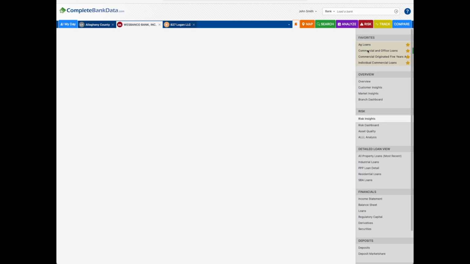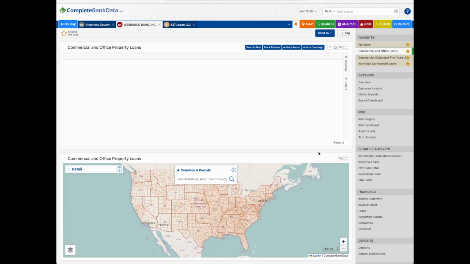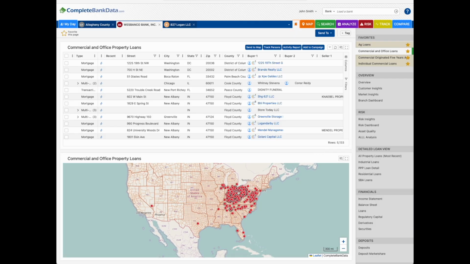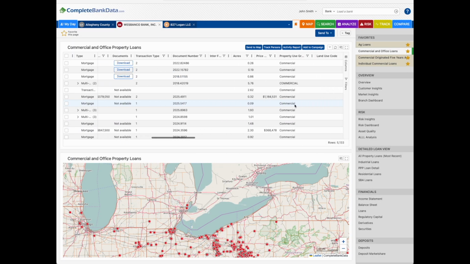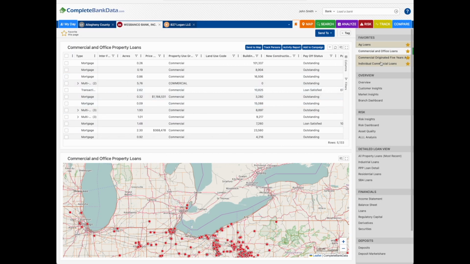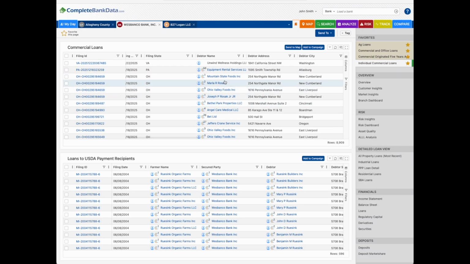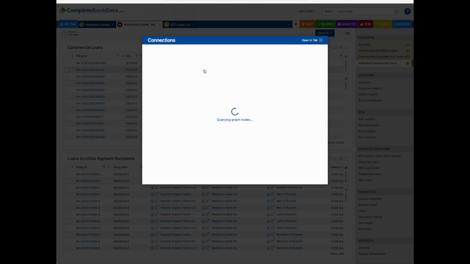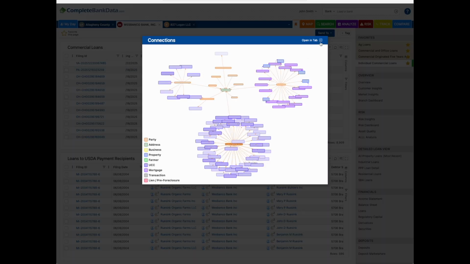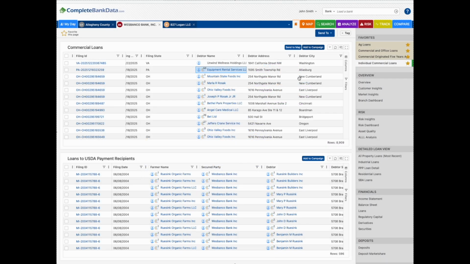We could also look at loan level details for commercial, residential, industrial loans. We could see all the details of everything that that bank has done. We could also see loans that are secured by UCCs. For any of these loans, we could then click in. We could see the connections graph. We can get further details with just a few clicks.